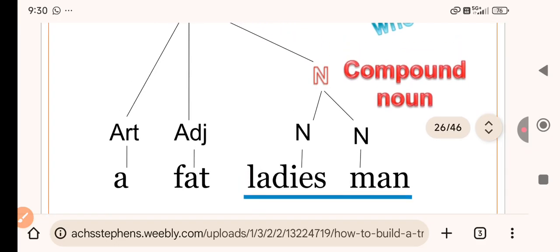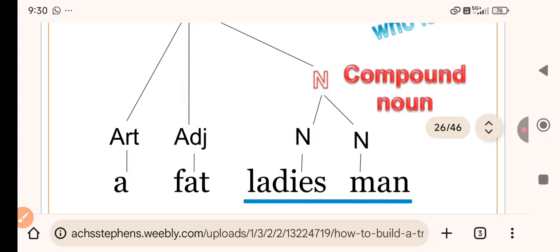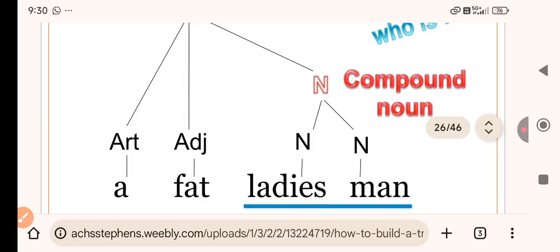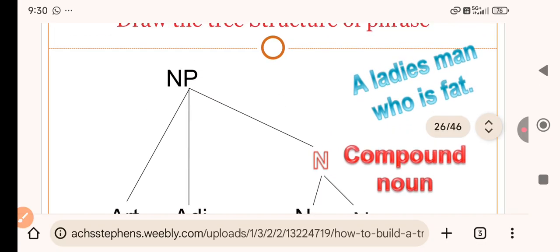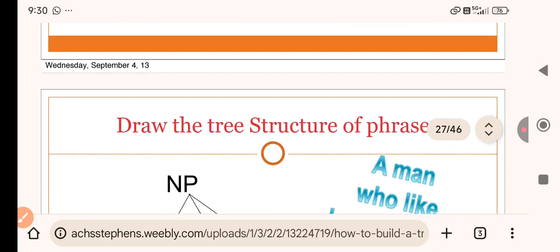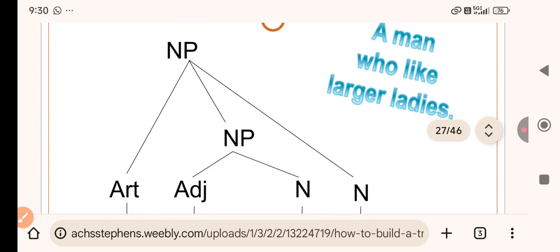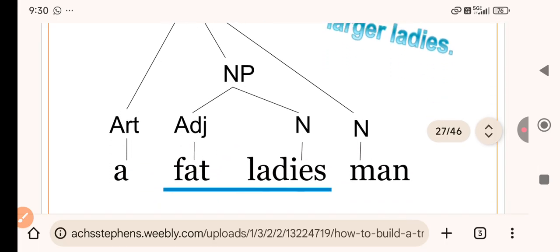So a fat. A is an article, fat is an adjective, ladies is a noun, man is a noun. So compound noun, ladies man, right? So that's a ladies man who is fat. Now a man who likes larger ladies. So that's a ladies man.